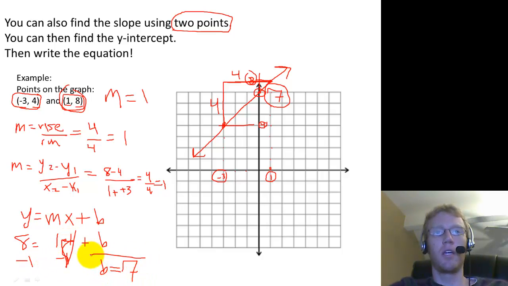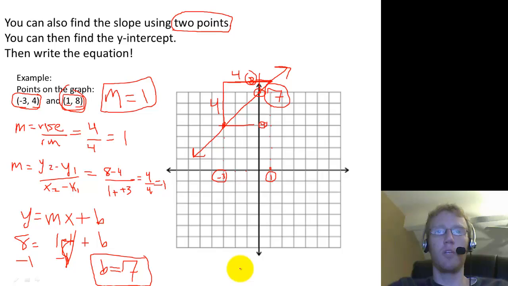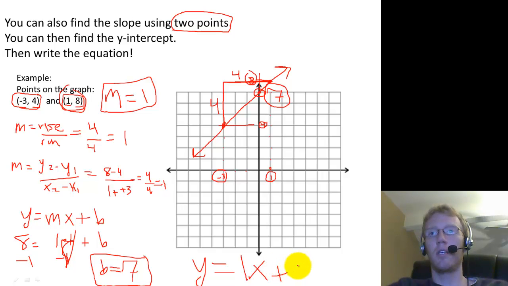So mathematically, it confirms what I can see on my graph. So now I have my m value, and I have my b value. And to do slope-intercept form, all you need is the slope and the intercept. That's why it's called slope-intercept form of a line, because you just need those two things. So 1x plus 7 is the equation of the line.